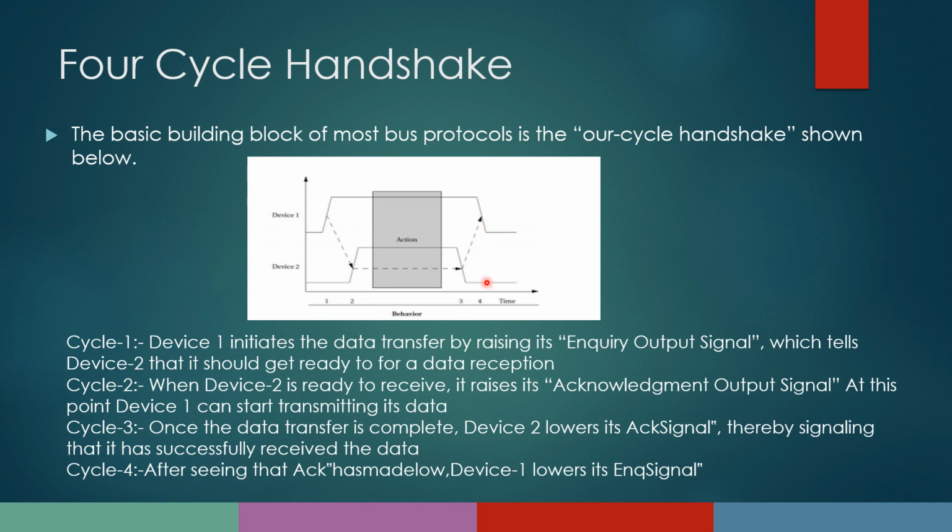So what will be cycle 4 now? Device 1 again has to lower its inquiry signal. So with the help of these two important handshake signals only, these 4 cycles take place. At the 4th cycle, device 1 lowers its inquiry signal. Okay, so this is basically the behavioral timing diagram of the two devices, wherein, with the help of the inquiry and acknowledgement signals, a handshake and a data transmission have occurred.